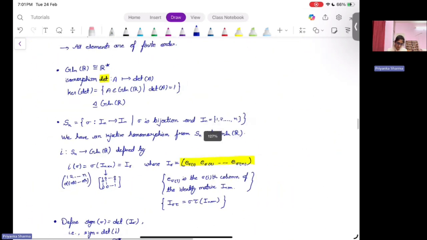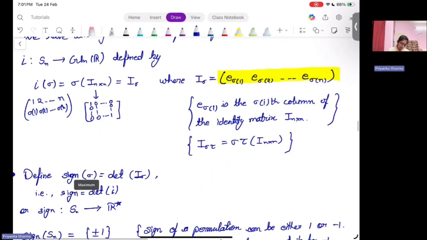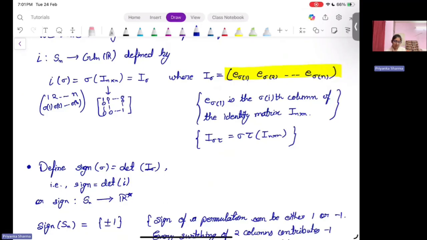Using these two maps, we define the signature of some permutation. Okay, in short, sign. So the sign of some permutation sigma is the determinant of I sigma. Note that these I sigma are the collection of n by n matrices whose columns are formed using reshuffling of columns of the identity matrix. So whenever we find the determinant of I sigma, there are two possibilities, either 1 or -1.